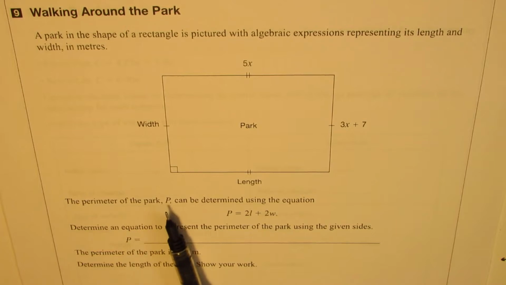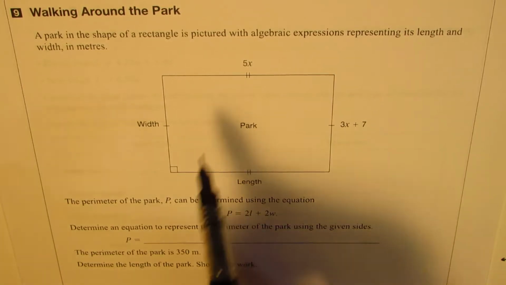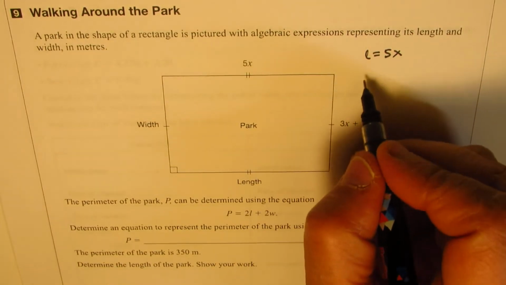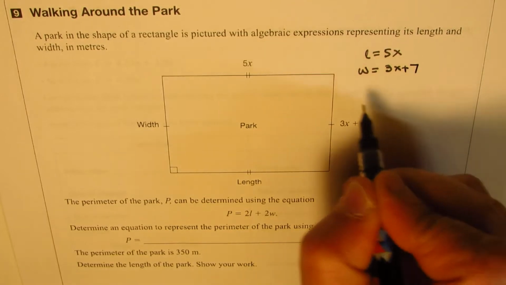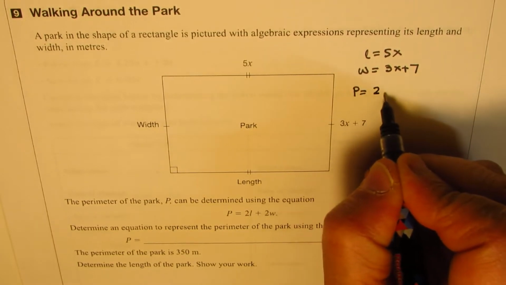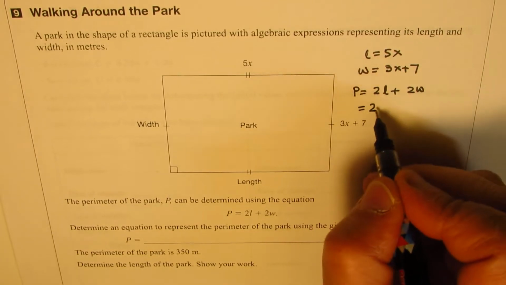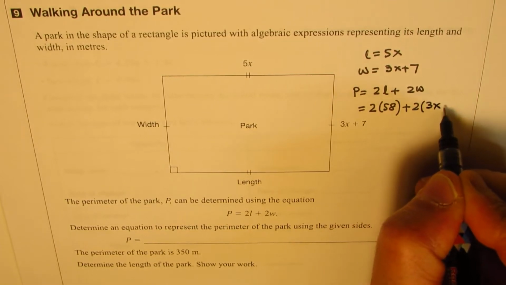the perimeter of the park P can be determined using the equation P equals twice length plus twice width. Determine an equation to represent the perimeter of the park using the given sides. So here we are given length equal to 5x, and width, which is equal to 3x plus 7. Perimeter, as the formula says, is 2 times length plus 2 times width, which you all know. So it is 2 times length, which is 5x, plus 2 times width, which is 3x plus 7.